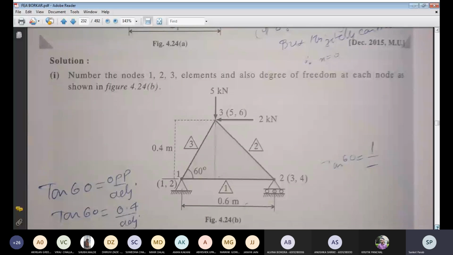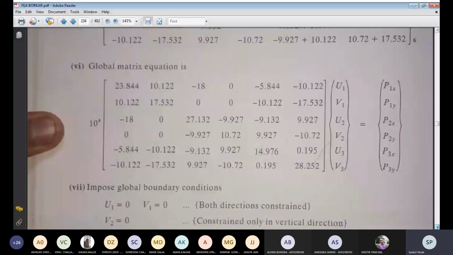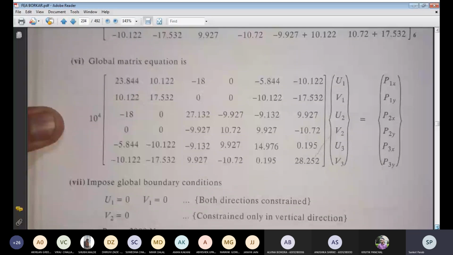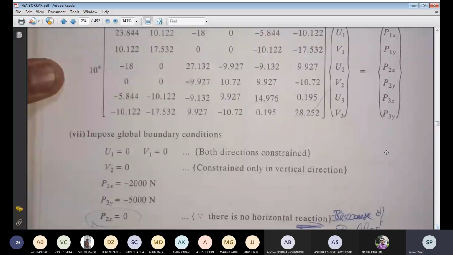So now, boundary conditions for me will be u1 and v1 equal to 0 because both the directions are constrained. V2 is equal to 0 because of roller support; there may be deflection in the x direction, but the vertical deflection is constrained. And p3x and p3y are given, and p2x is equal to 0 because u2 deflection is there, and obviously u3 and v3 will be there because forces are there and that particular node is not constrained. Is it clear? Are the boundary conditions clear?